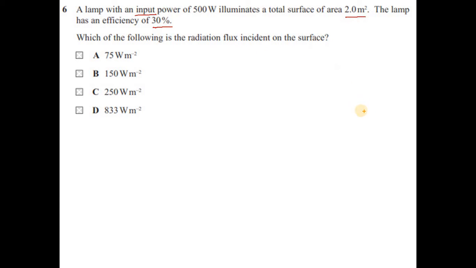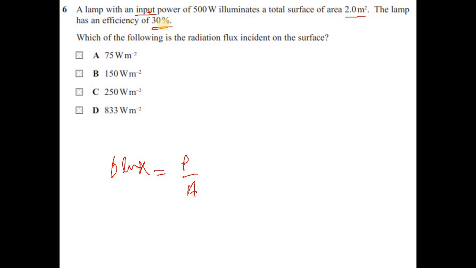So radiation flux is the power upon area. Remember, flux is power upon area. So the power is some energy falling upon some surface. In this case, efficiency is given and input power is given.